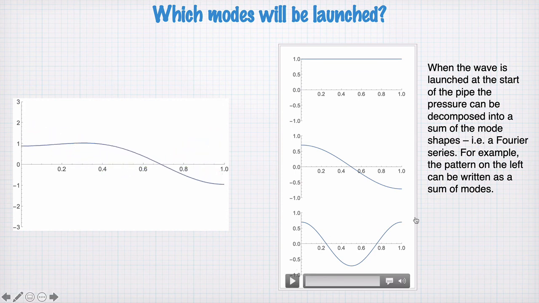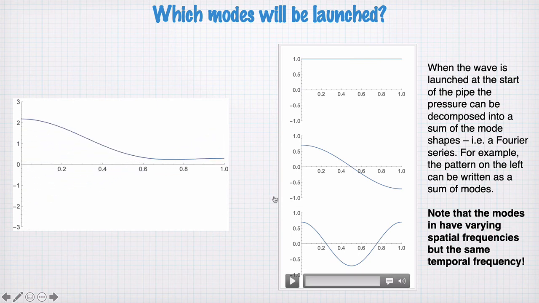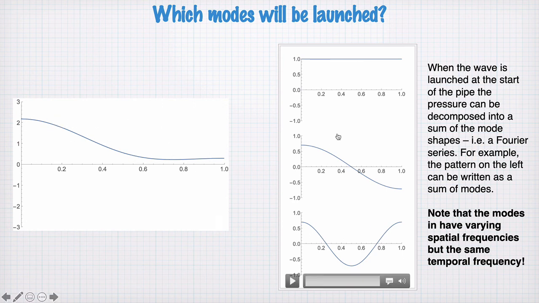An interesting thing about this is that these modes have varying spatial frequencies, but the same temporal frequency. So if you're thinking back to the situation where we looked at waves on a string and we looked at different modes, as we increase the spatial frequency, we increase the temporal frequency as well. In this case, the temporal frequency remains identical. We're just driving this waveguide with a single temporal frequency, but the spatial frequency is changing. Nevertheless, we can decompose whatever profile we have here into a sum of these different Fourier components in space.